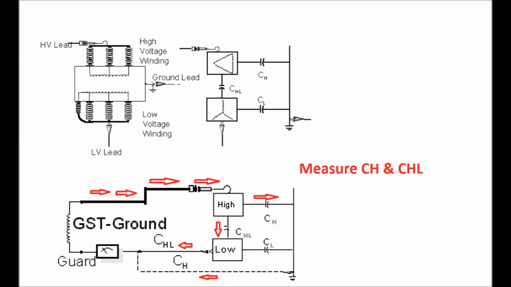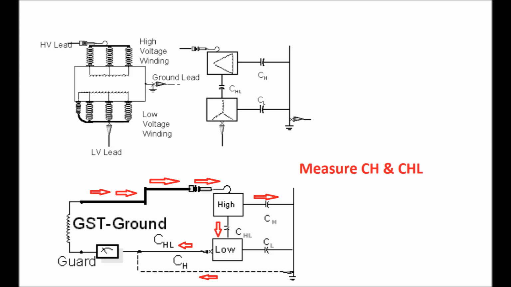So the first method is GST ground. In GST ground, the high voltage lead is connected to the high voltage side of the winding, the low voltage lead is connected to the low voltage side of the winding, and the ground lead is connected to the ground path. So we can see the current injected from the set will be passing.